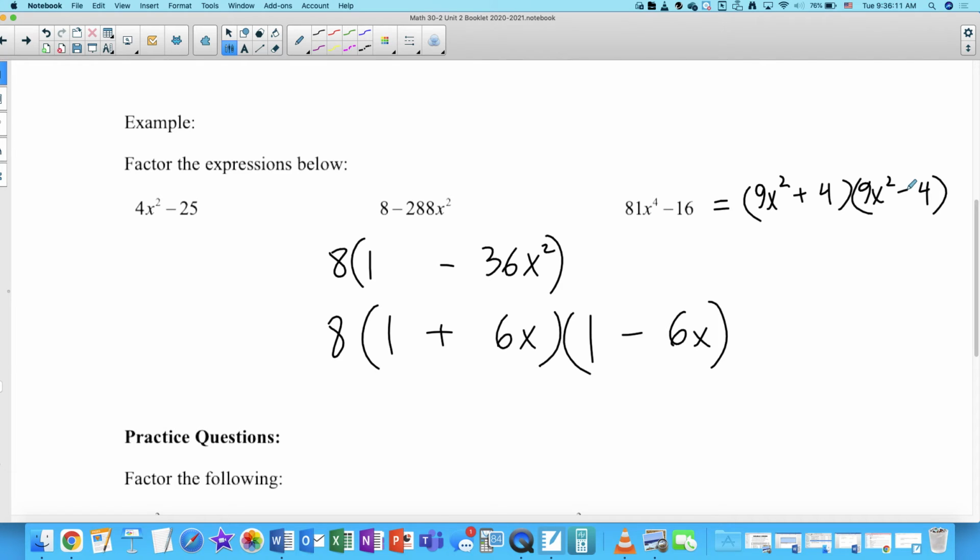Yeah. What do we have? Difference of squares right here. This is another difference of squares. Okay, so that over there is a difference of squares.